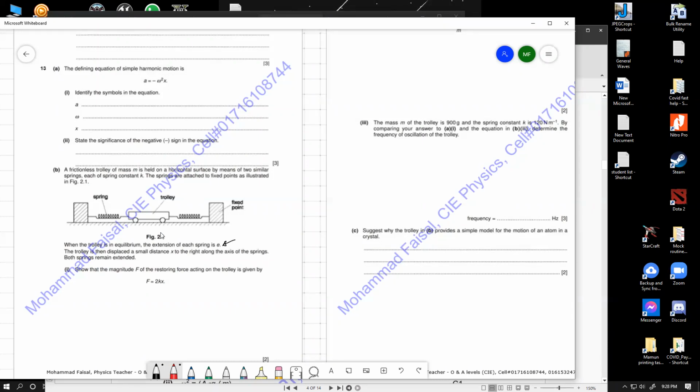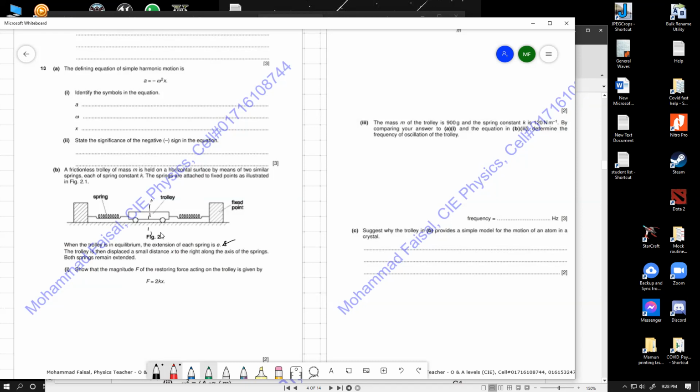So, when the trolley is stationary, both of the springs have some initial extension. It means to attach the springs over here, we have to pull the springs from the trolley part and then attach them on the two fixed points. So both the springs are perfectly taut and at some extension, and each individual spring has an extension of E. The trolley is then displaced a small distance x to the right along the axis of the spring. So then we move this trolley a little bit to the right side.